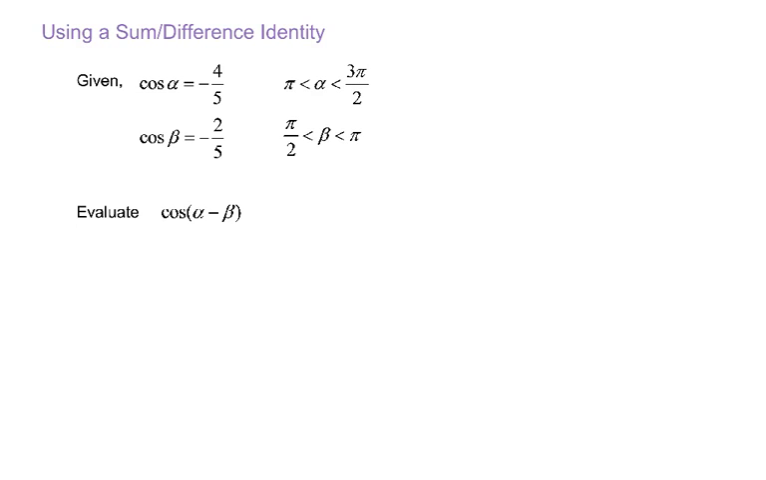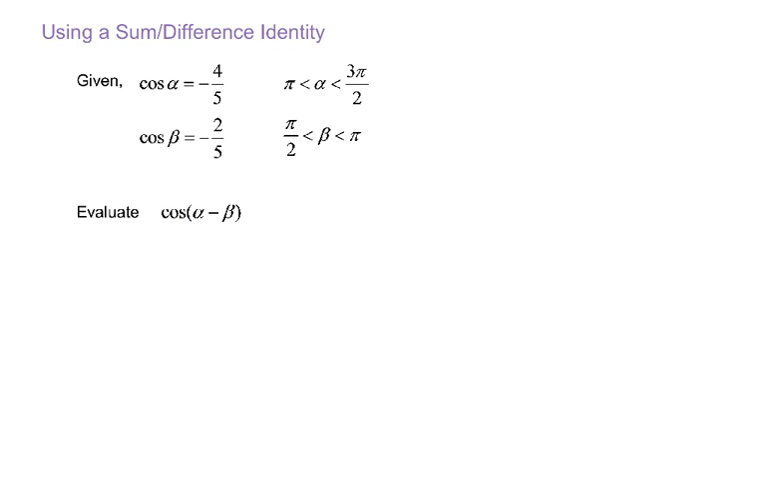Welcome back. Now we're going to continue talking about the sum and or difference identities for different trig functions. We have three identities that we defined in the previous video. In this video, we're going to do a conceptual problem. We're given some vague-ish information about cosine alpha and cosine beta, and we're also told which quadrant alpha and beta lie in. We are asked to determine the exact value of cosine of alpha minus beta.